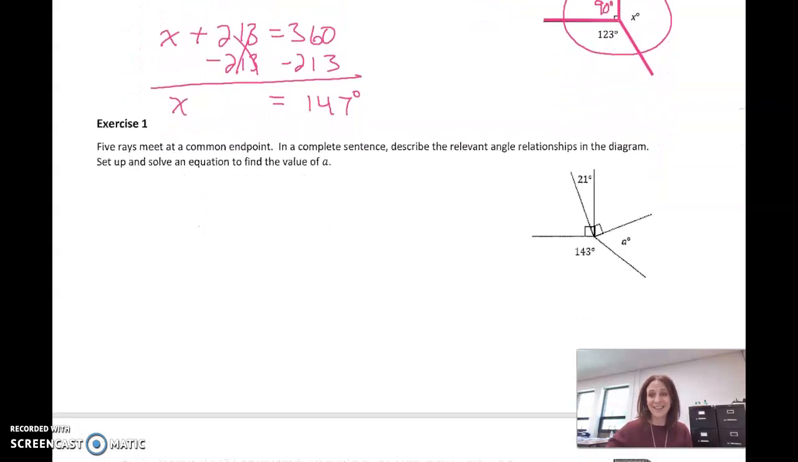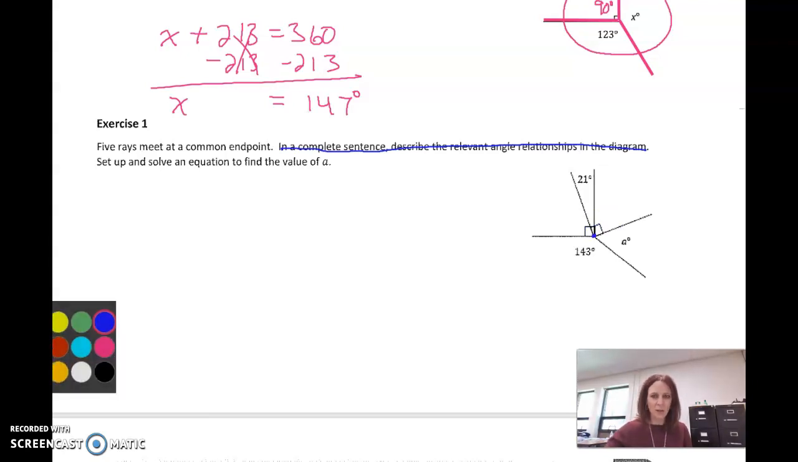Again, looks like we're going to be dealing around a point. 5 rays. Rays are these lines here. They're only moving in one direction, meeting at a common point, an endpoint right here. I'm not doing a complete sentence, sorry. But we need to set up and solve this equation to figure out what A is. Now, it really can be confusing because you see these two boxes here. That means from here to here is 90 degrees, but there's an overlap. From here to here is 90 degrees. So we're going to use this idea that they're 90 to figure out what this angle is and what this angle is. Let me show you what I mean.